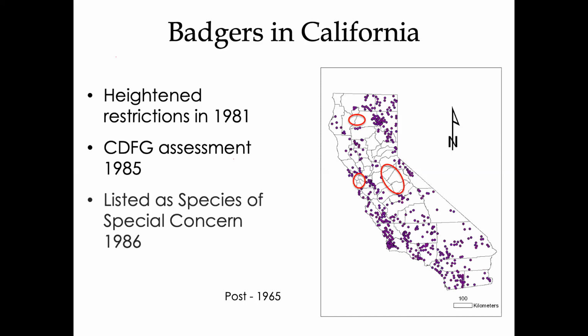And because of those reasons, the badger was listed as a species of special concern in 1986. And so as a species of special concern, its designation means that it's a species to keep an eye on and to consider in planning.